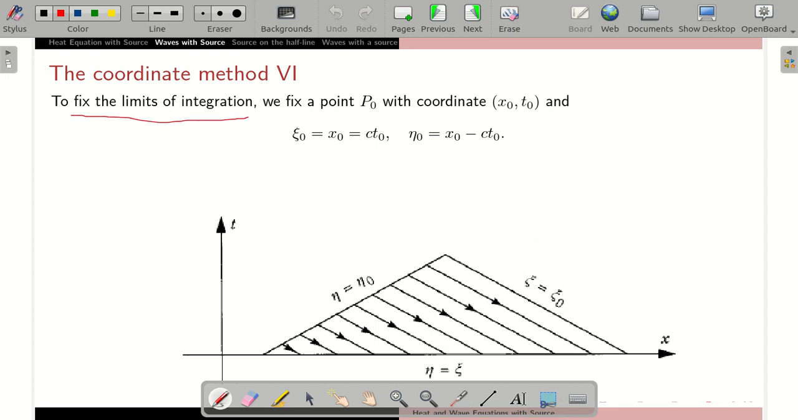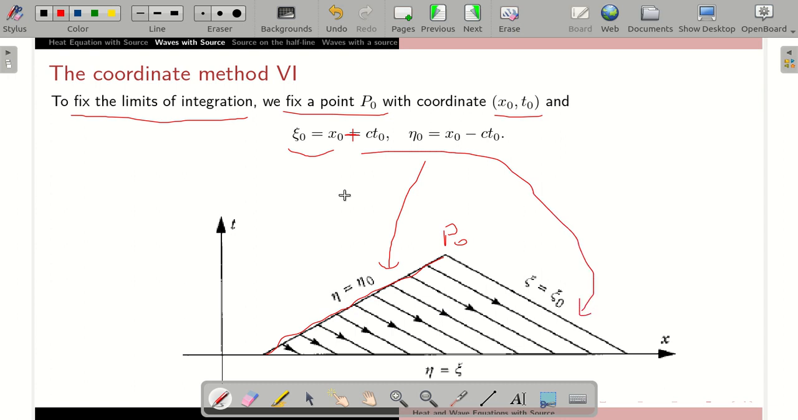So to fix the limit of integration, we fix a point p naught, with coordinates x0, t0. In the new transform, xi0 will be x0 plus ct0, and eta0 is x0 minus ct0. So this line corresponds to x0 minus ct0, and this line corresponds to x0 plus ct0.